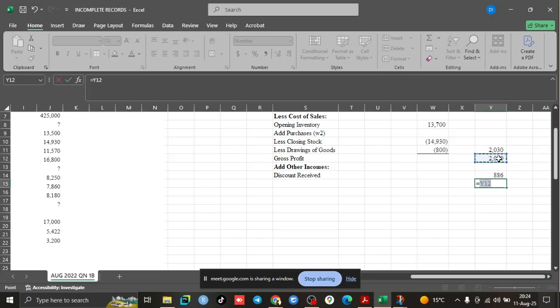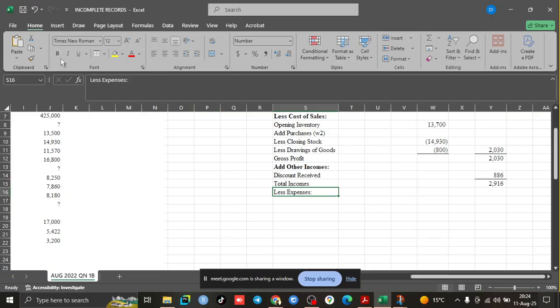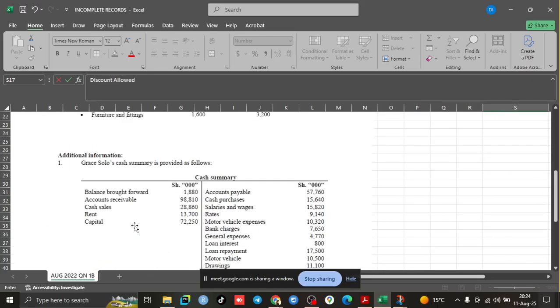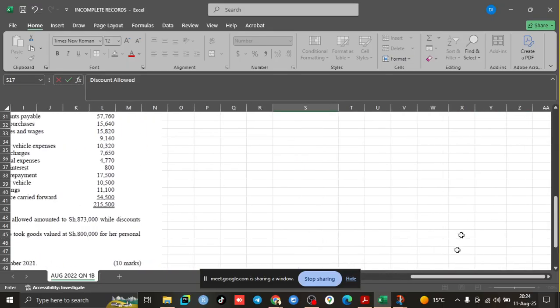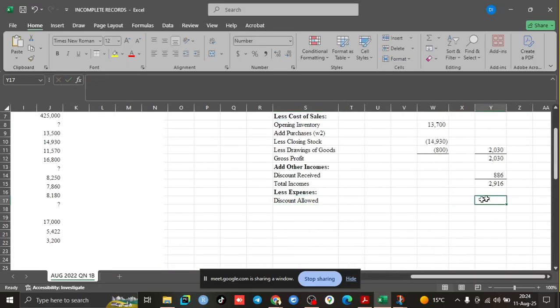Now we can get total income. Total income ni hiyo whatever itakuwa kwa gross profit plus hiyo. Then sasa we can start less expenses in the total incomes. So you can see at least hapo ume capture a few things. So ukienda sasa at least kufanya workings, at least you have something ume note down. Kama sasa expense, we have discount allowed as the first expense. Discount allowed amounted to 873,000.